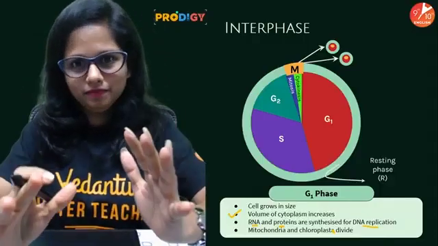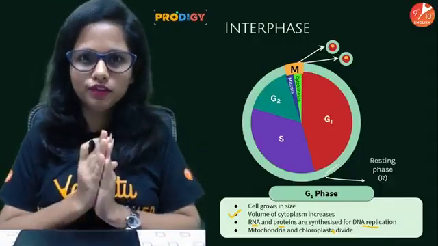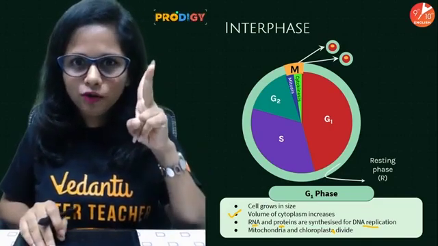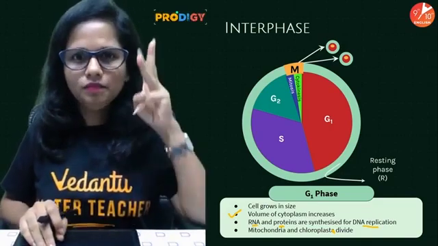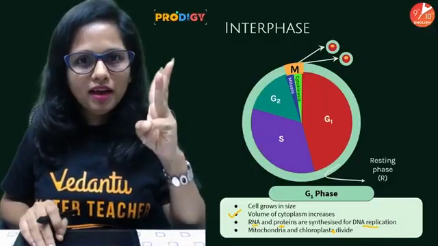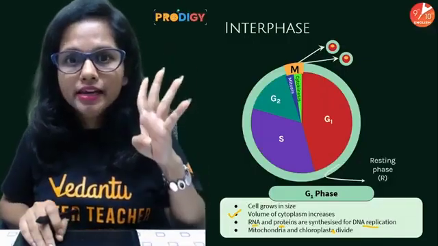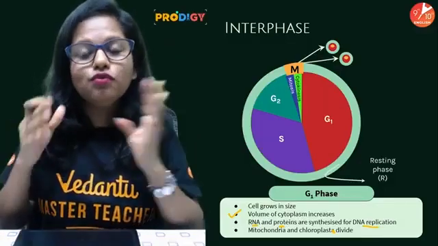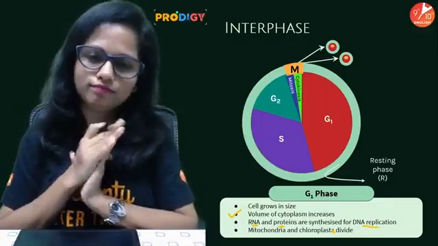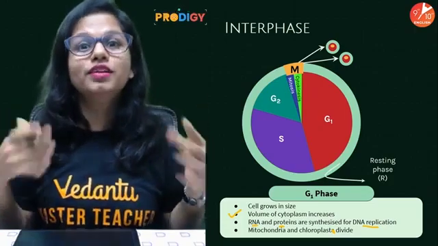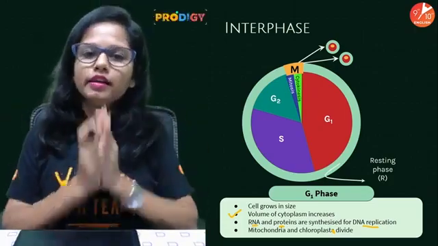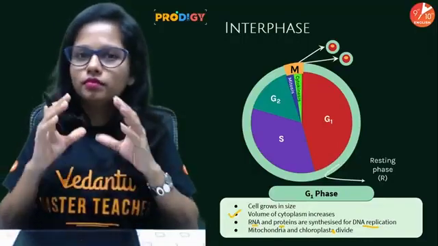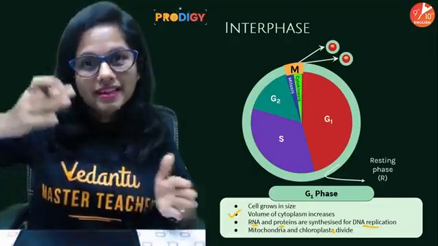So I repeat again. What all things are happening in the G1 phase? Point number 1. Cell is growing in size. Its cytoplasmic volume will be increasing. Mitochondria, chloroplast will divide. RNA and proteins will be synthesized for the sake of DNA replication. Understood? For the sake of DNA synthesis. Now people, this G1 phase is the lengthiest of all.